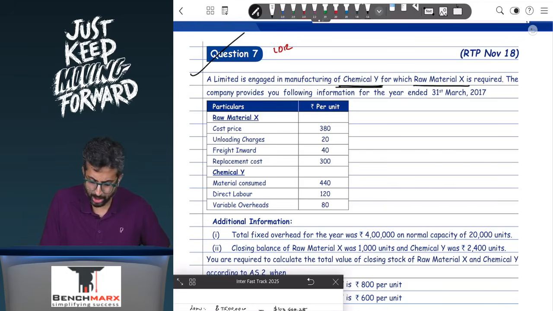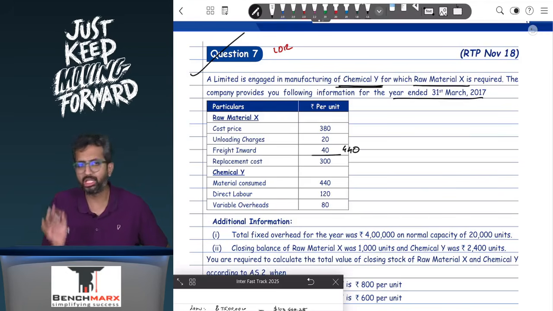The company provides you with the following information for the year ended 31st March 17. So you have raw material X, cost price, unloading charges, freight inward, and then replacement cost. If I want to take the total cost, this will be probably 440. This is for each unit of the material consumed, compared with the replacement cost. Remember, you will compare it only if your finished good is loss making, that is, cost of the finished good is greater than the NRV of the finished good.